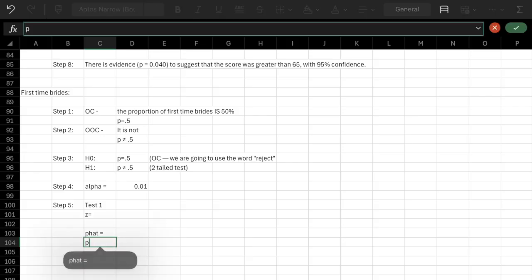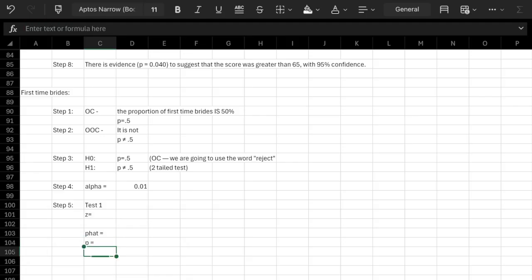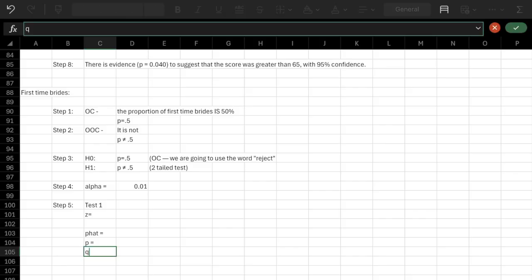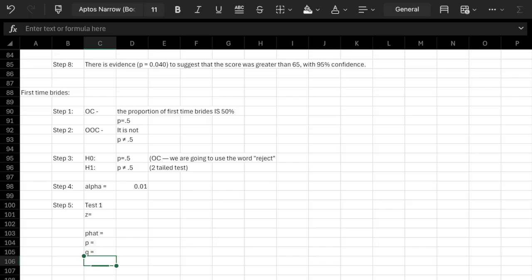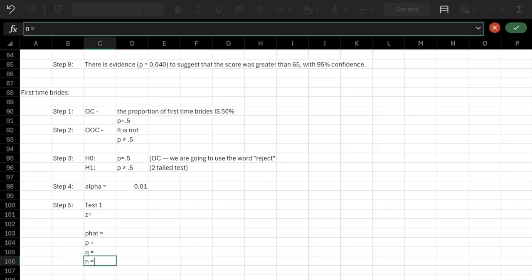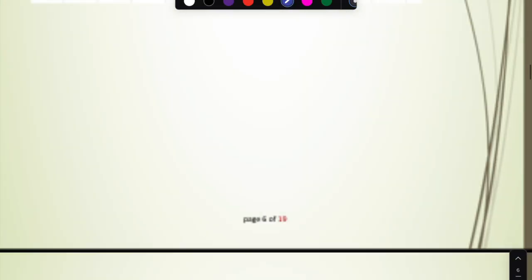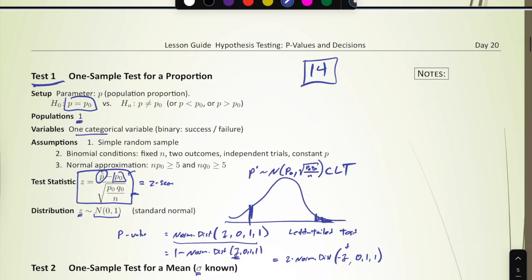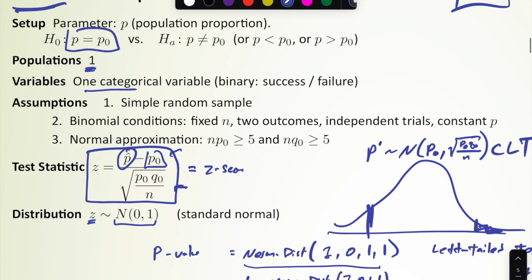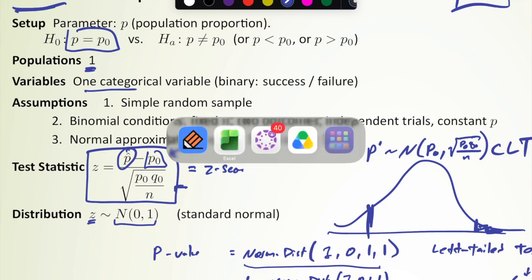I need p. I need q. And I need n. How do I know that I need all those things? Well, it's from this formula right here. Test 1. P, Q. See, they use P0 and Q0, but we just use P for that.